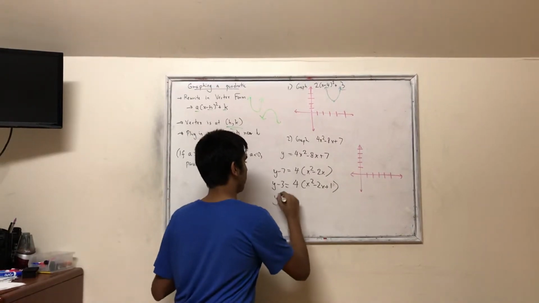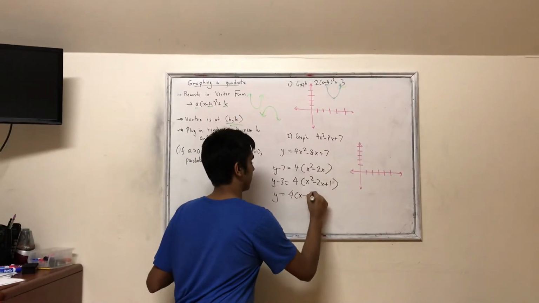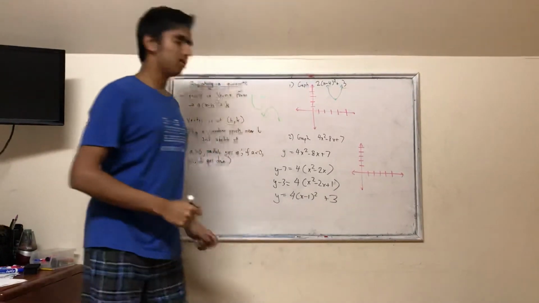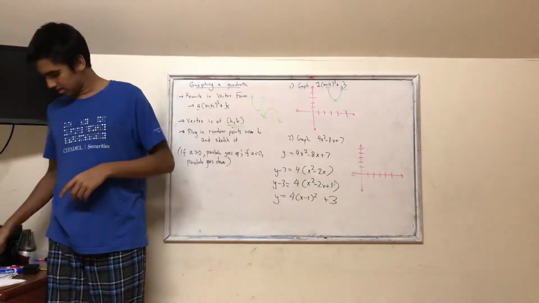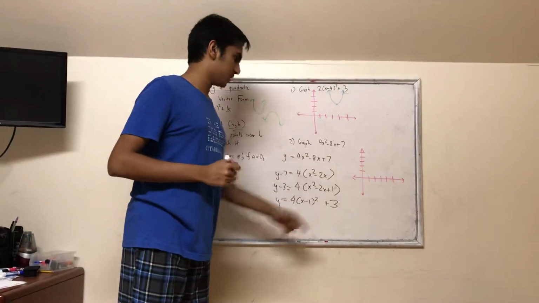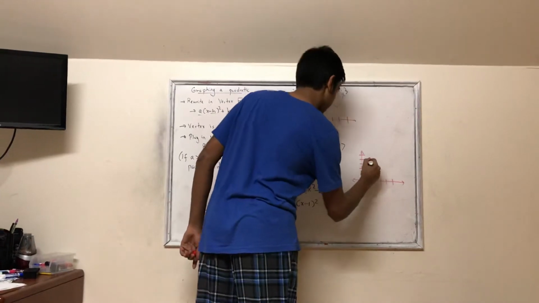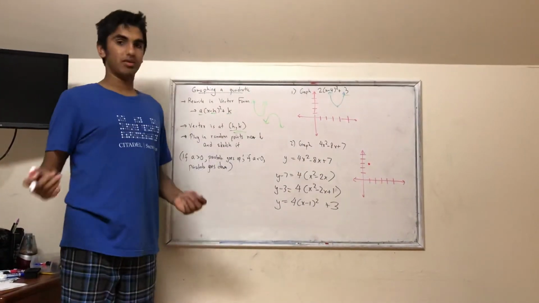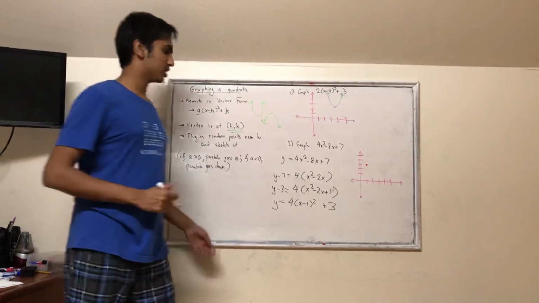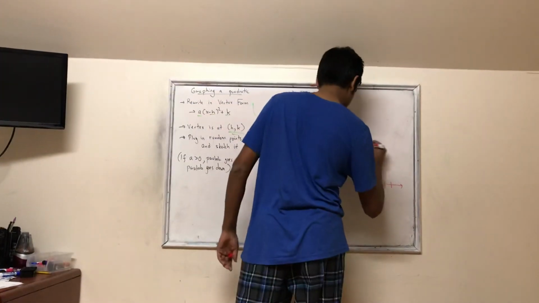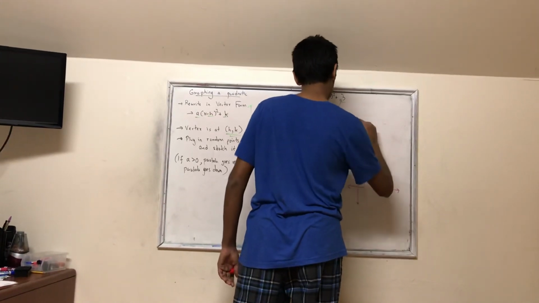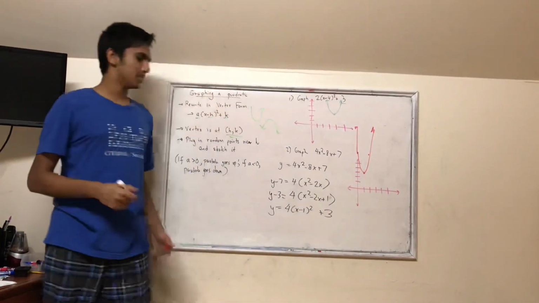From this, we get y equals 4 times (x minus 1) squared plus 3. And now you have to think, well, what's our vertex? Our vertex in this case is 1, 3. So we're going to apply it here. Now we're going to put in random points next to this. If we put in 0, we get 7. If we put in 2, we also get 7. So we have 7, 7, and it looks something like this. With that, we're basically done with graphing.